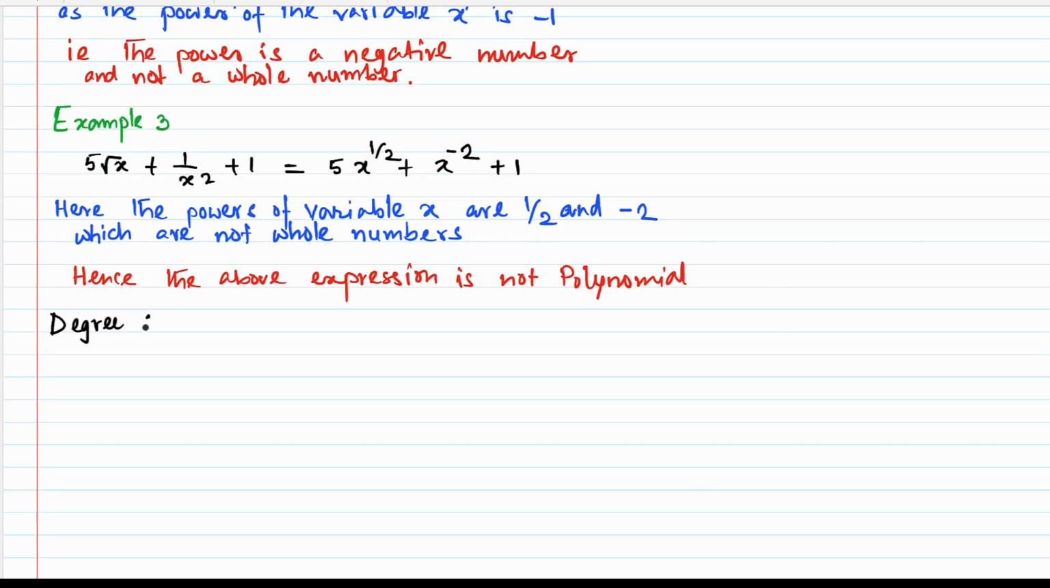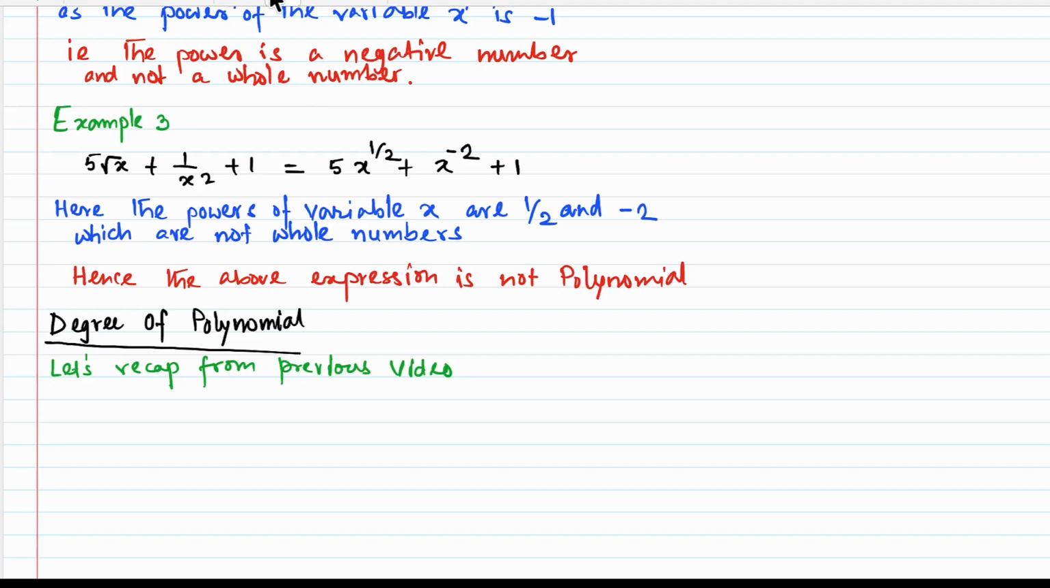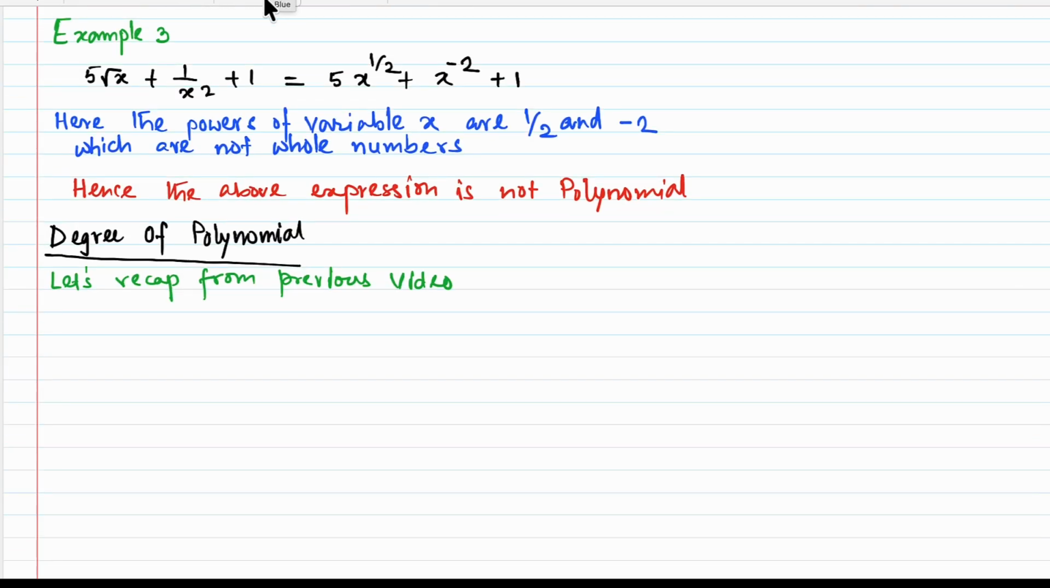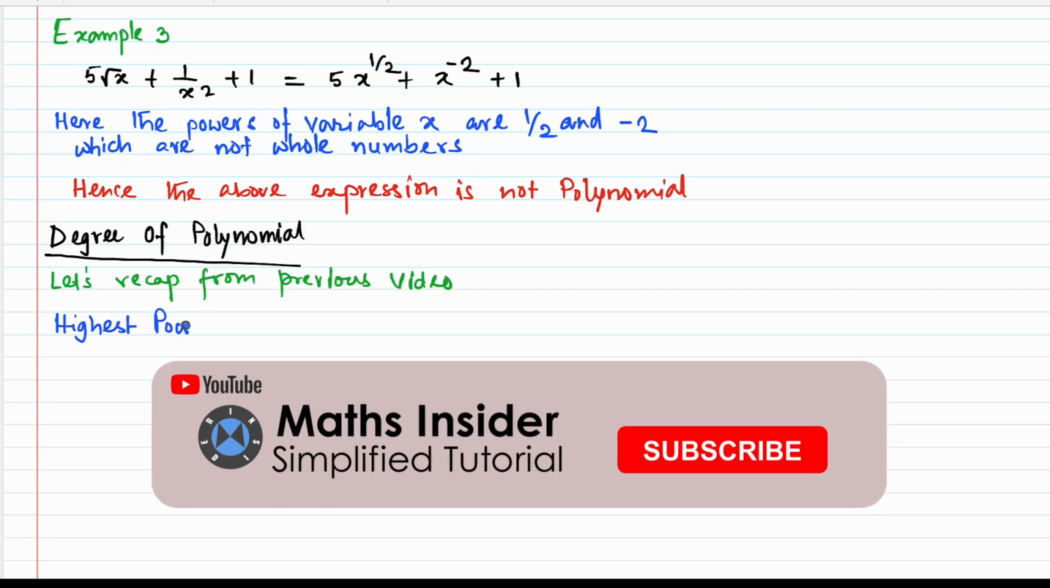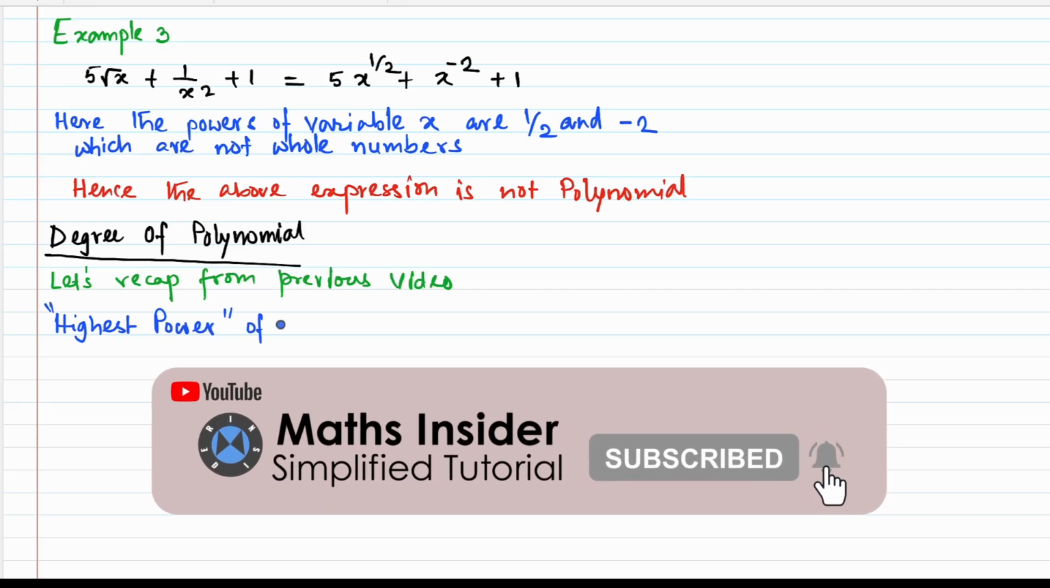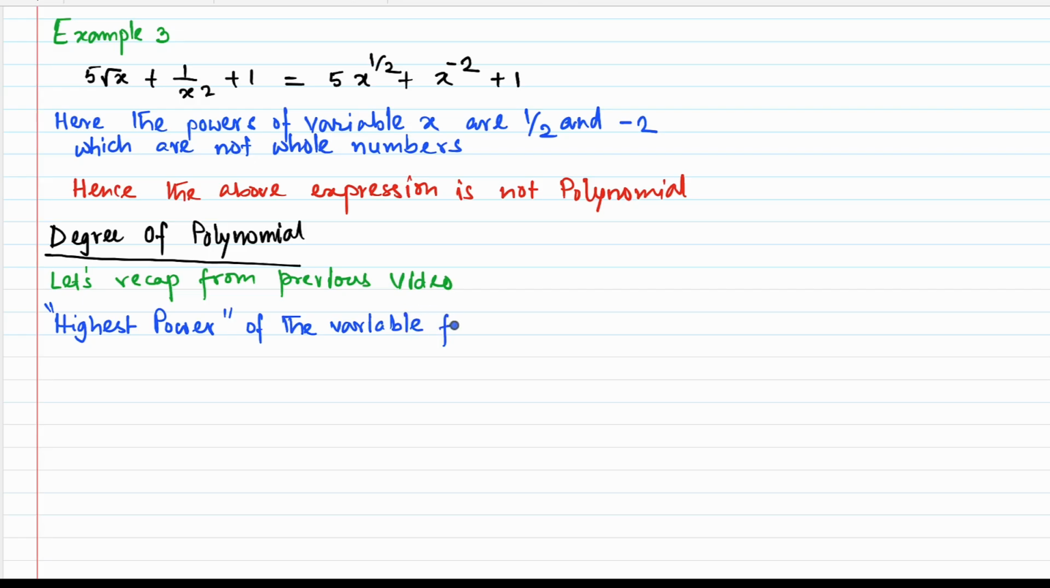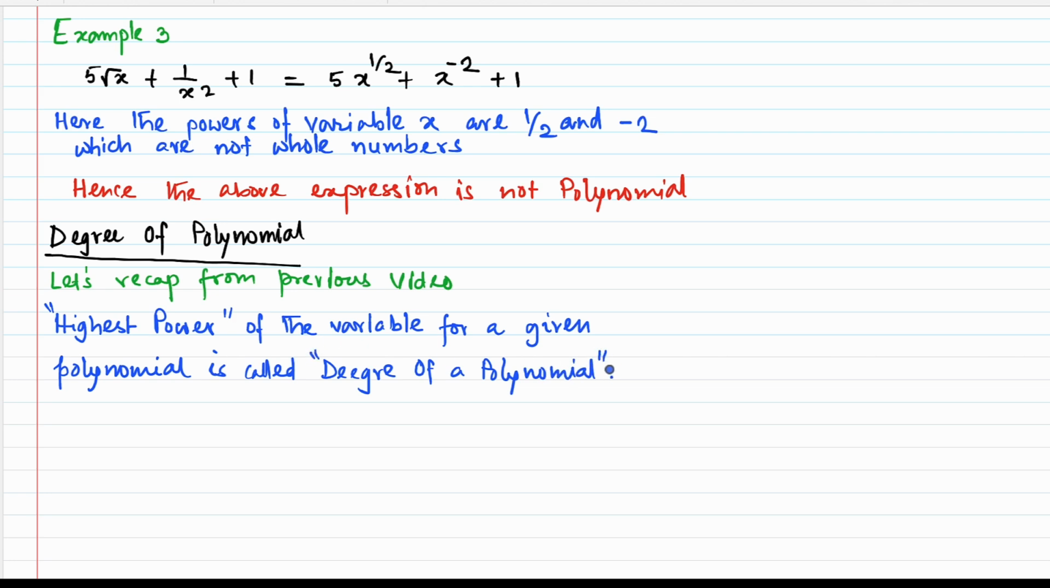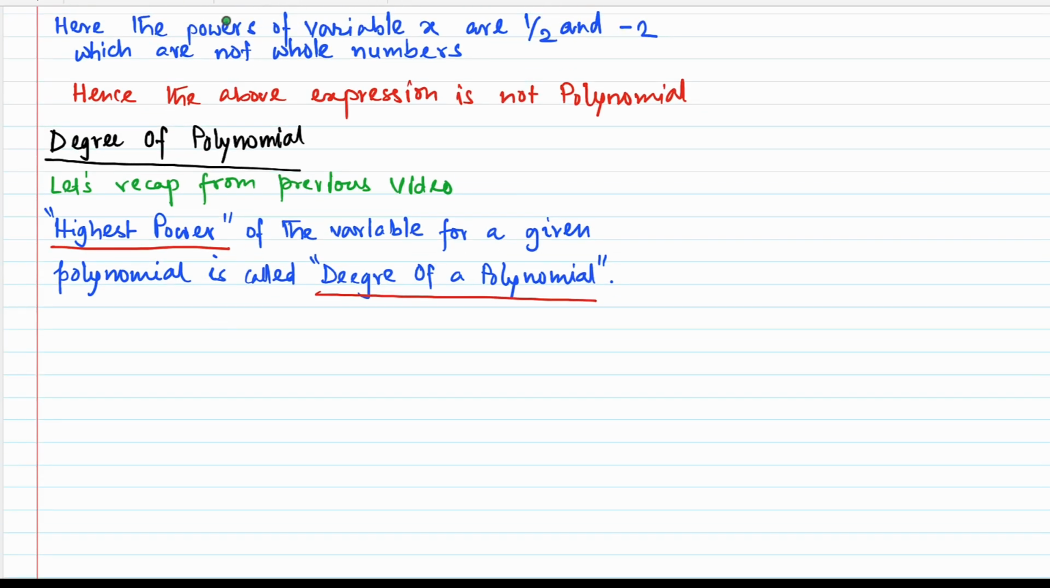Now we will see what the degree of a polynomial is. First we identified that not all algebraic expressions are polynomials, but with the characteristics in place we can identify which expressions are polynomials. Now we will determine the degree of a polynomial, because on the basis of that we will classify the types of polynomial. So what is this degree? The highest power of the variable in a given polynomial is called the degree of the polynomial. We explained this in the earlier video.